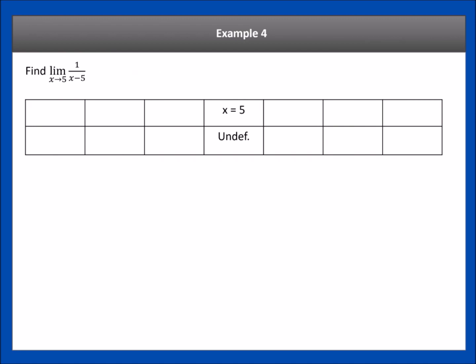So then let's see what the behavior looks like if I approach from the left side. So 4, 4.5, 4.9. And then let's do it from the right side. If I plug in, for example, 4, it's going to be 1 over 4 minus 5, which is 1 over negative 1, which is negative 1. If I plug in the other values, I get negative 2, negative 10. And then if I plug in the other values from the right side, I get the same because it's a symmetric graph.